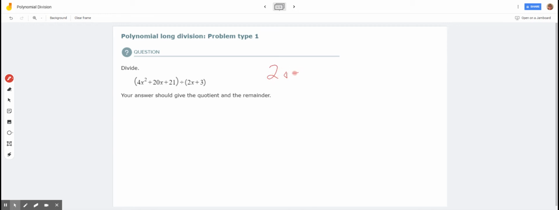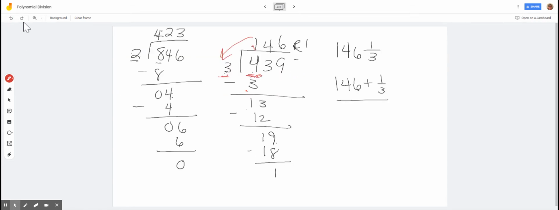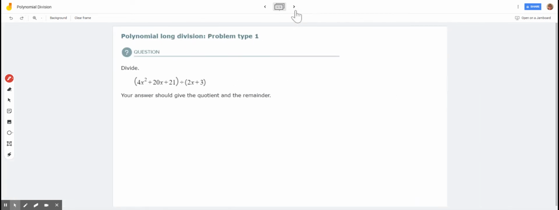2x, ooh, sorry about that. Got my hand on there or something. 2x plus 3. Okay, so this is, you know what? No, I'm not going to write it there. Okay, so I am going to write it up here. Stop it. Stupid computer.